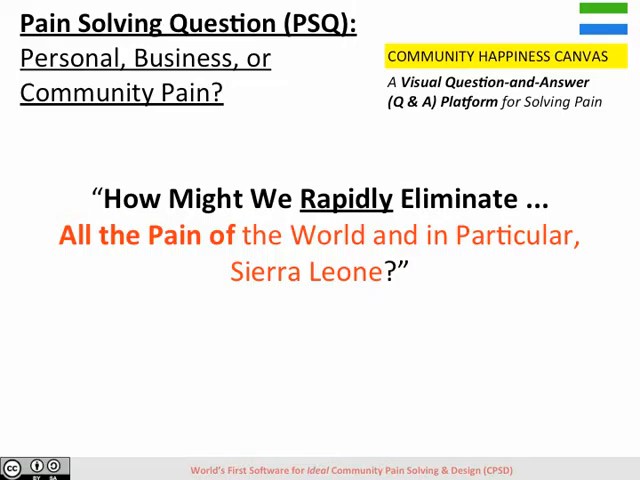So our pain solving question might be, how might we rapidly eliminate all the pain of the world, and in particular Sierra Leone? So the Community Happiness Canvas takes the form of a question and answer platform. You present a question and then you try to answer those questions using the pain, plan, do, review cycle.